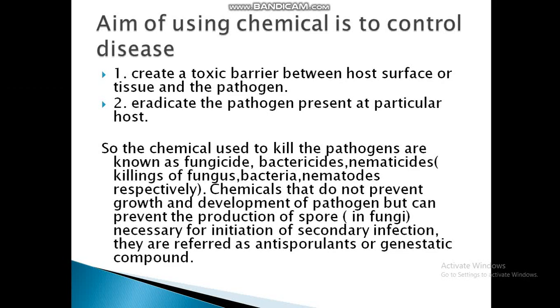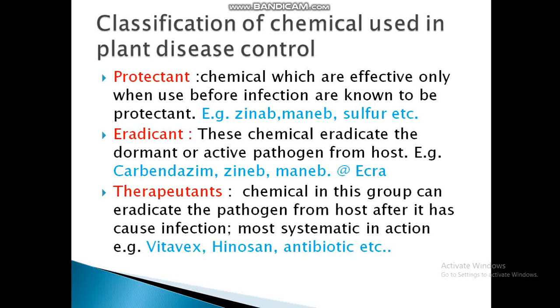These chemicals are known as what? Anti-sporulant or genistatic compounds, right? So we have a classification of chemicals used in plant disease control: protectant, eradicant, and therapeutant. Protectants are used before infection. They are known as protectants, and examples are zineb, maneb, and sulfur.